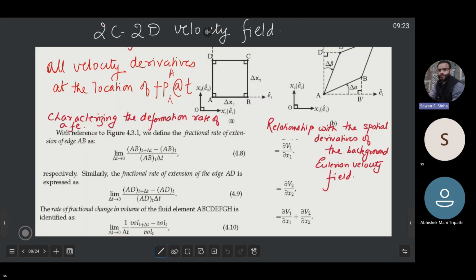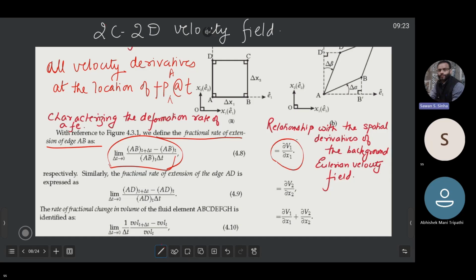I'm summarizing what I have done today and in the last online class. For a 2D velocity field, when we try to characterize the deformation rate of a fluid element, we defined the fractional rate of extension of edge AB as this. We defined it based on physical understanding, and then we derived, using the background Eulerian velocity field, this expression.